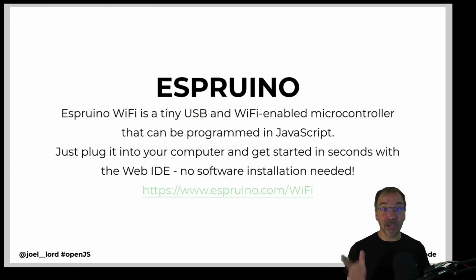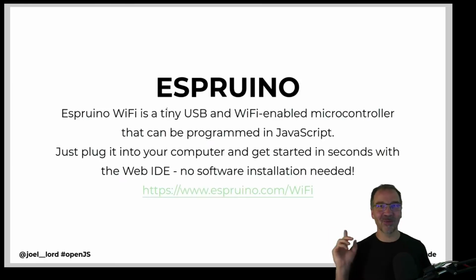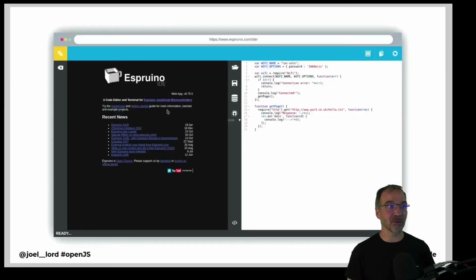So the Espruino Wi-Fi, the one that I've just shown you, is a tiny USB and Wi-Fi enabled microcontroller that can be programmed in JavaScript. Just plug it into your computer and get started in seconds with the web IDE. No software installation needed. So that's from the Espruino website. You can find out more information there, and that's actually one of the places where you can get your devices. So this is what the IDE looks like.